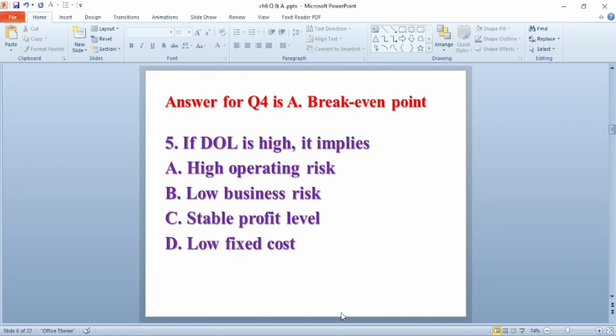Question 5. If degree of operating leverage is high, it implies A, high operating risk, B, low business risk, C, stable profit level, D, low fixed cost. The answer is A. High operating risk.